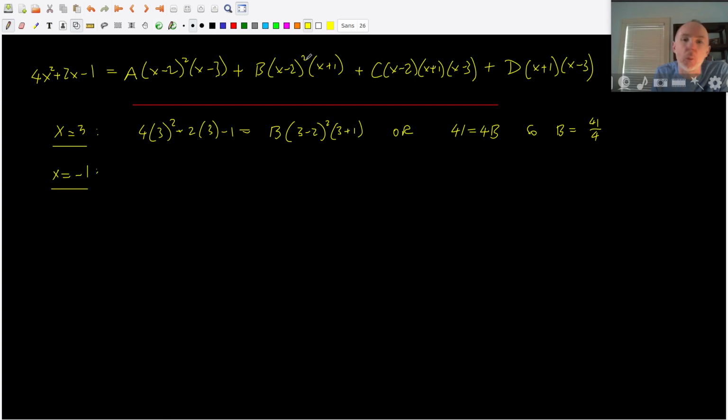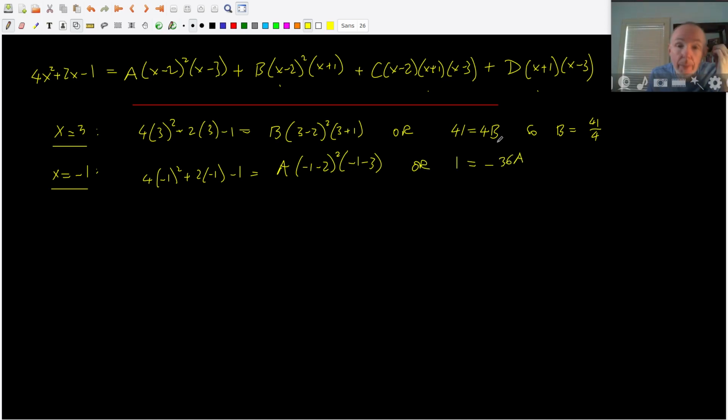When x is minus 1, this term drops out, and this term drops out, and this term drops out. So we're only left with the first term. So 4 lots of minus 1 all squared plus 2 lots of minus 1 is equal to, the only term that's going to be left is the a term, and we're going to have minus 1 minus 2 all squared, and then we're going to have minus 1 minus 3. And so that's going to give us something like that. 1 is equal to, I think, if that's right, 3 squared is 9 times negative 4 is minus 36a. Close enough. The point here is that it's going to be some number. And in this case, we've got a number.